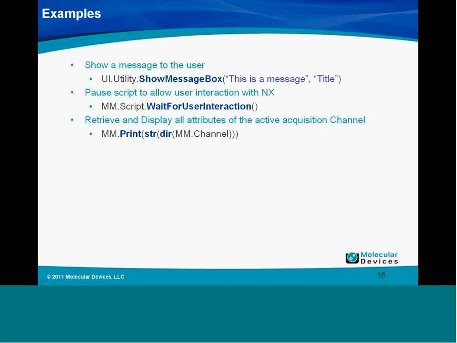These are some utility scripts that you can use quite often for troubleshooting purposes. One thing you might want to do is pop up a message to the user. And so this will be UI.utility.show message box. The first parameter is the message that you want to write in the dialog. The second parameter is the title of the dialog box itself. So it's a great way of just giving feedback to the user.